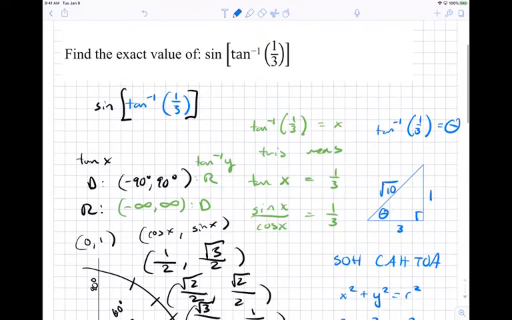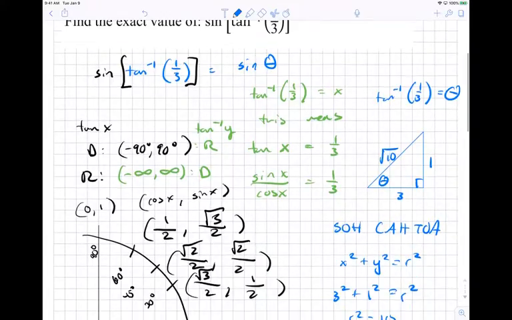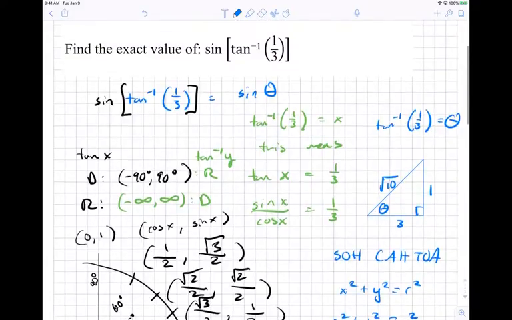Now this becomes just sine of that angle. So now if we go back to our right triangle trigonometry, what's sine of that angle? From SOHCAHTOA, what's sine? Oh, opposite over hypotenuse. All right, so right here. So opposite over hypotenuse, so this should be 1 over the square root of 10. And then if we rationalize, root 10 over 10.